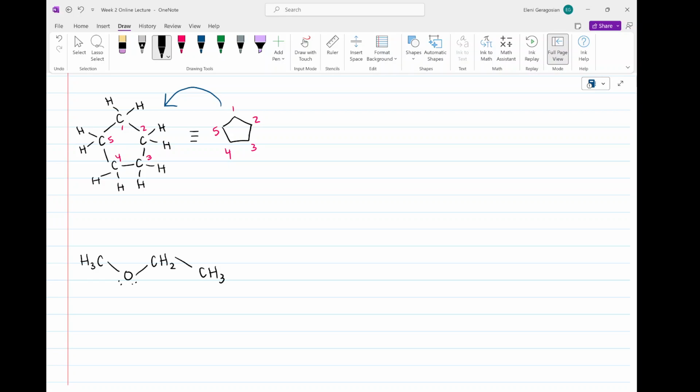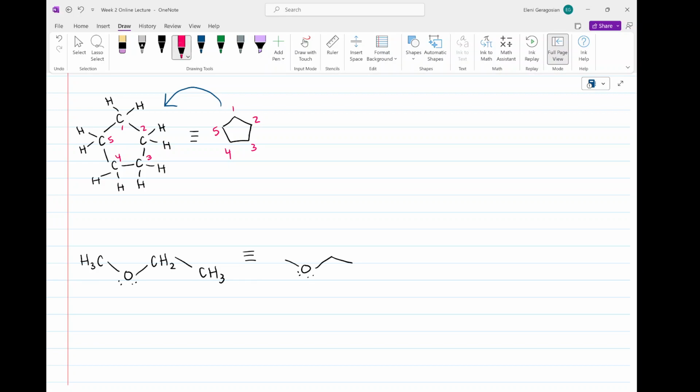Well, the bends and the ends in a line angle drawing only represent carbons and hydrogens. So when there is an oxygen, we have to draw that oxygen out. So let's start with where the oxygen is. That oxygen is bonded to one CH3 group and then a CH2, CH3. We can add in lone pairs as well.